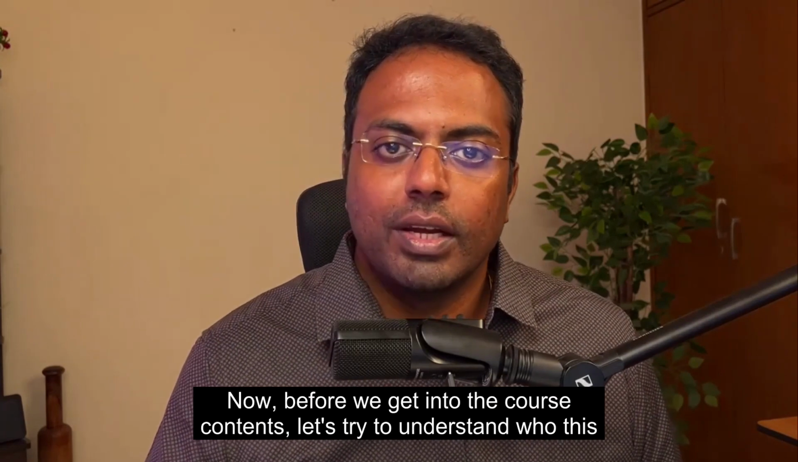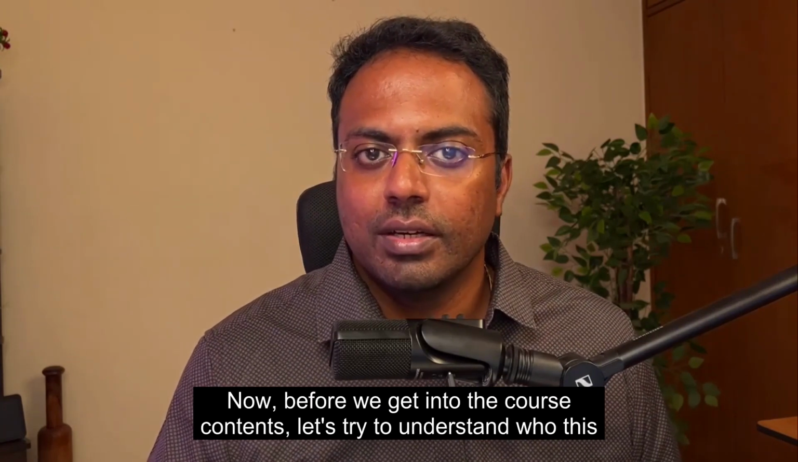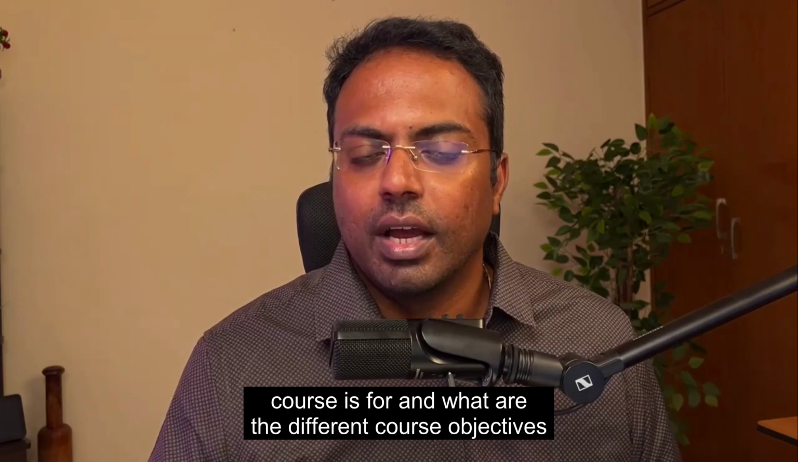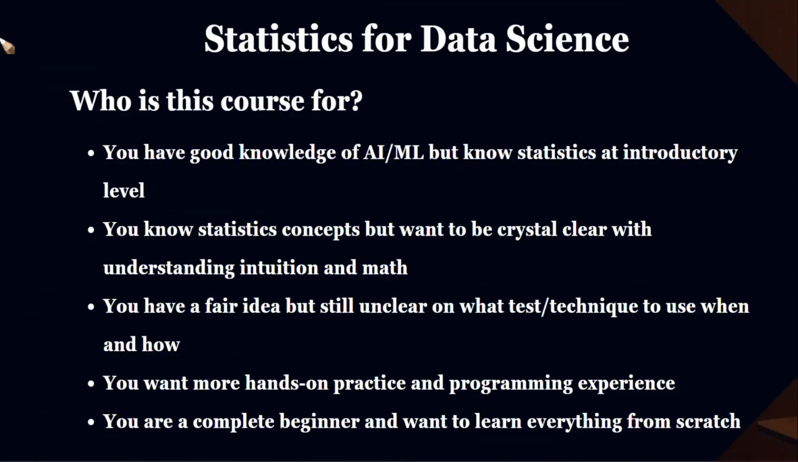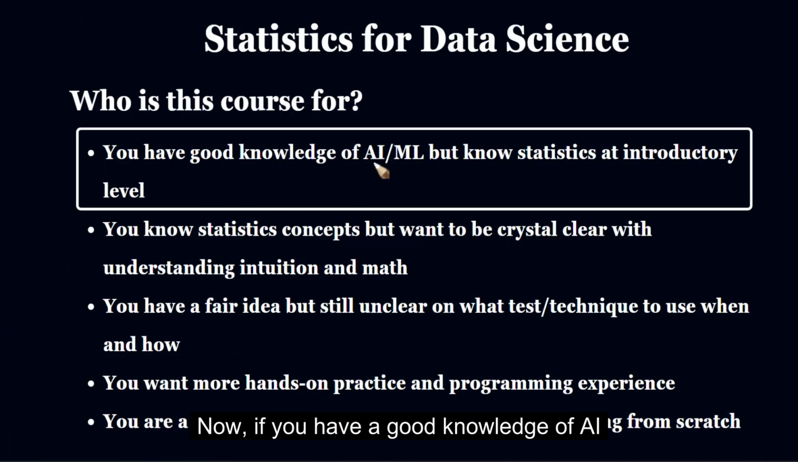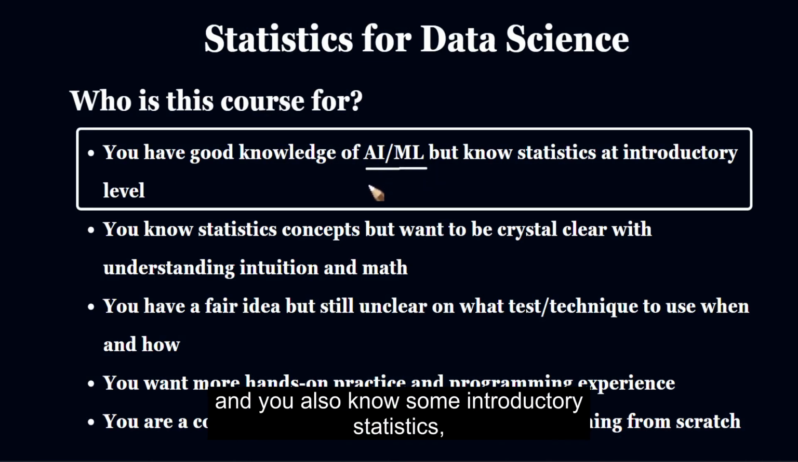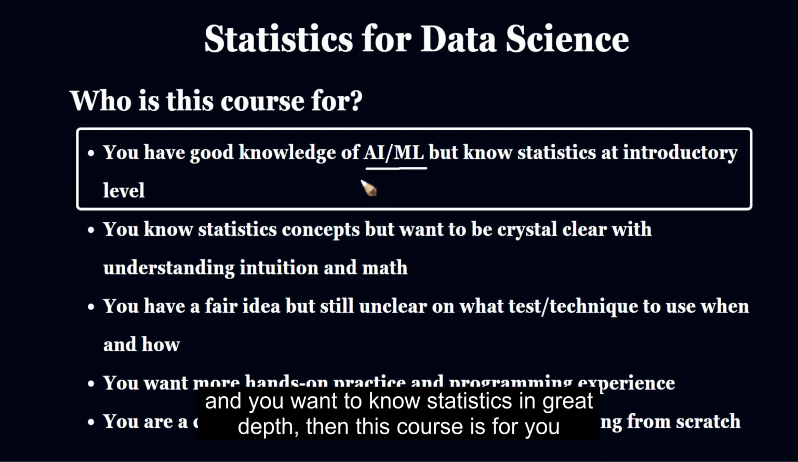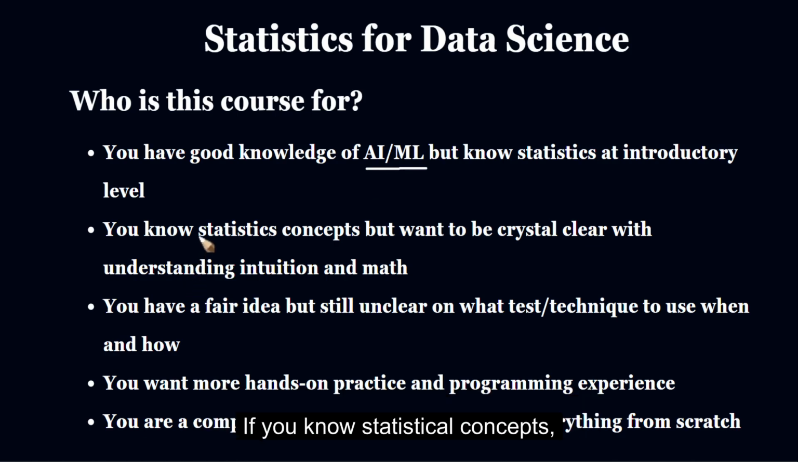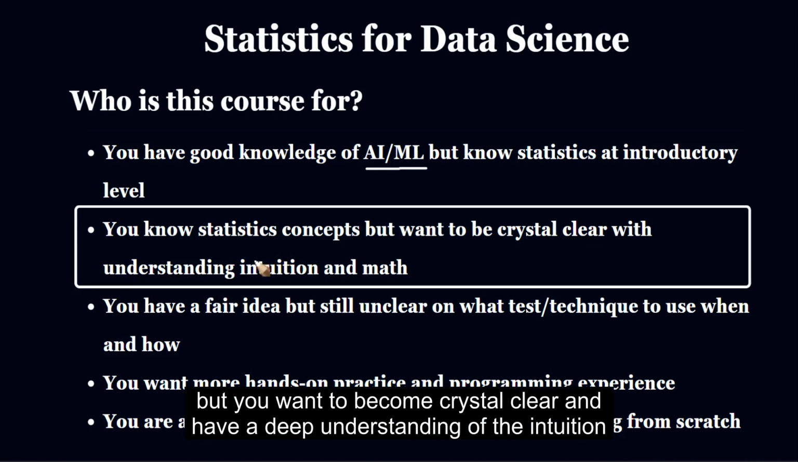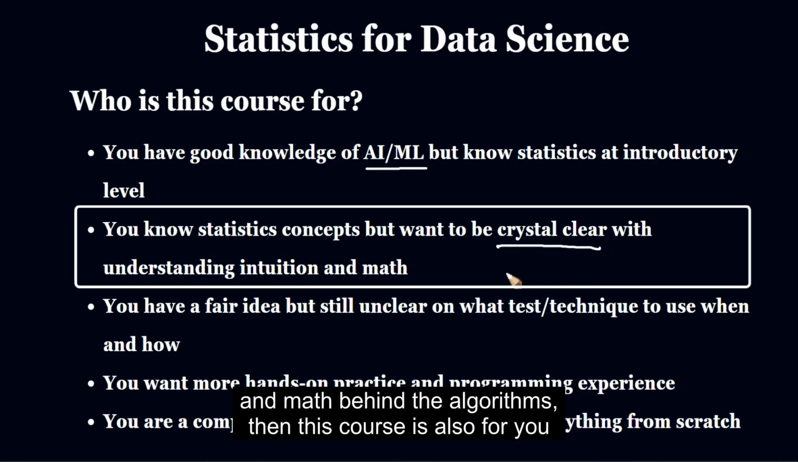Now, before we get into the course contents, let's try to understand who this course is for and what the different course objectives are. If you have a good knowledge of AI and ML, artificial intelligence and machine learning, and you also know some introductory statistics and you want to know statistics in great depth, then this course is for you. If you know statistical concepts but you want to become crystal clear and have a deep understanding of the intuition and math behind the algorithms, then this course is also for you.